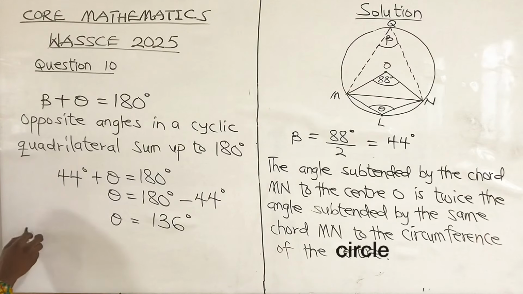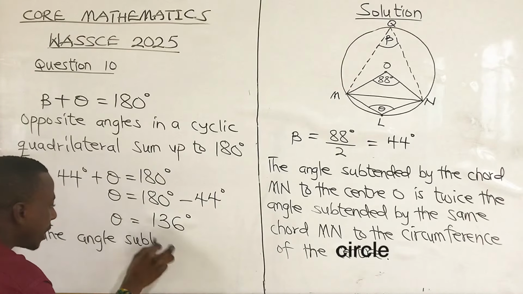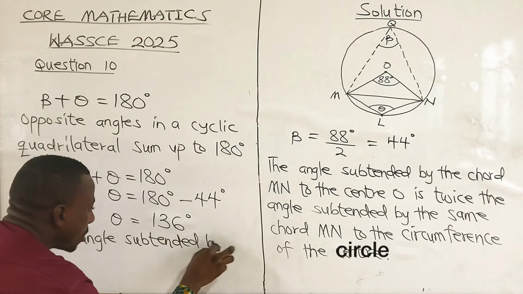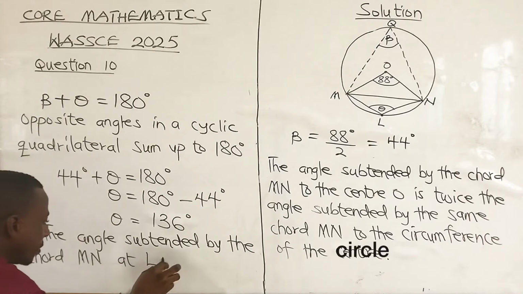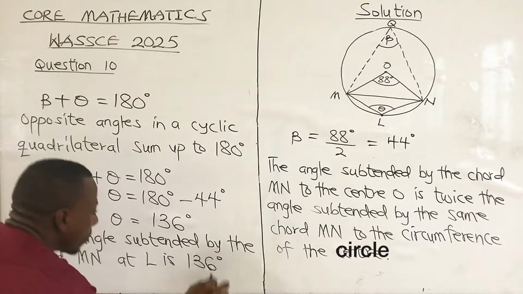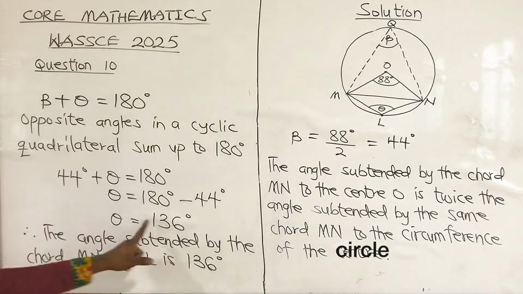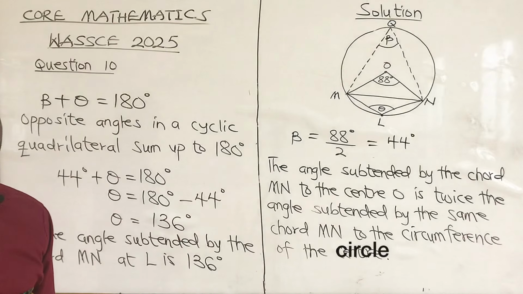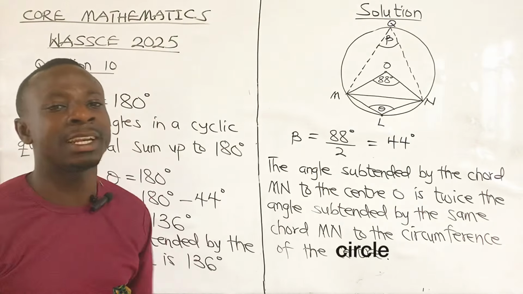So let me conclude. Therefore, the angle subtended by the chord MN at L is 136 degrees. I am making conclusion because the question didn't ask you to find theta. I made a representation of theta, just as you can also make any variable to represent the particular angle. So afterwards, we need to conclude.